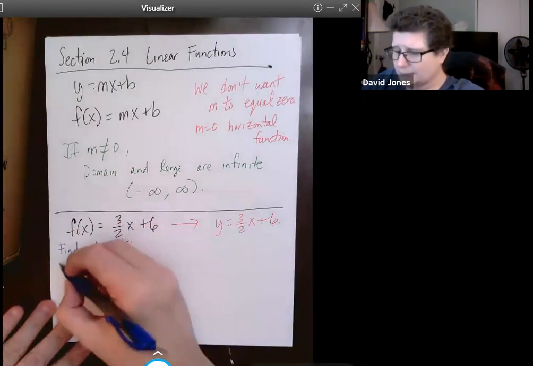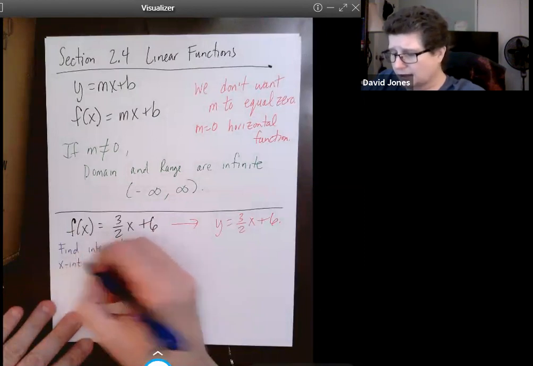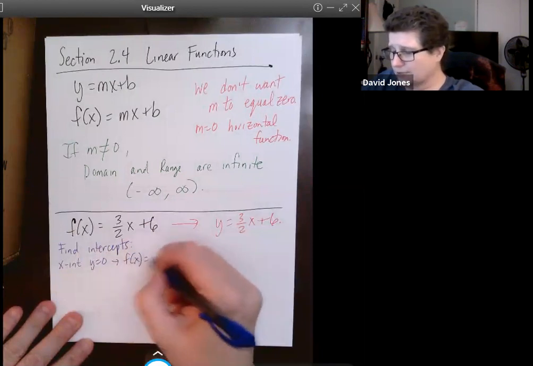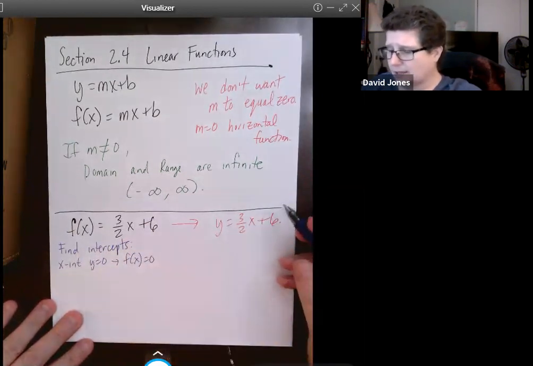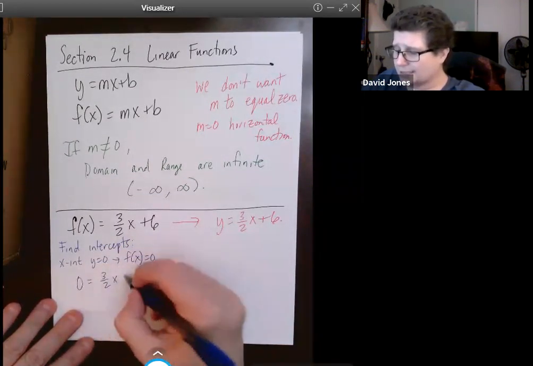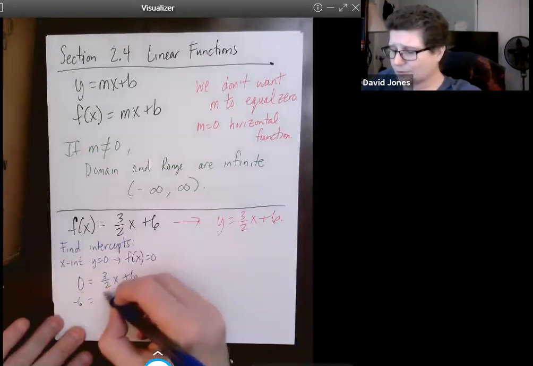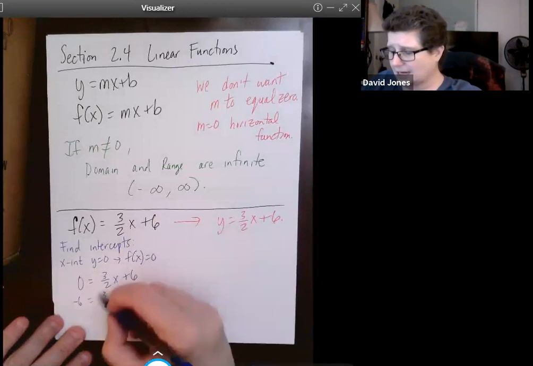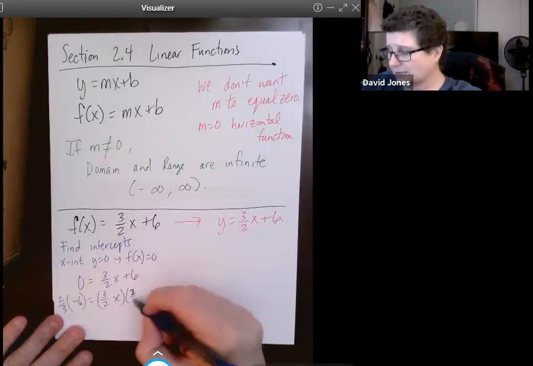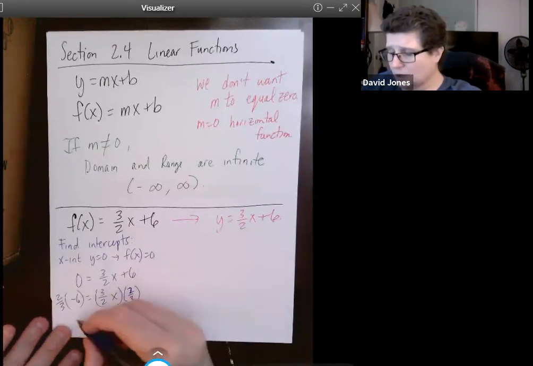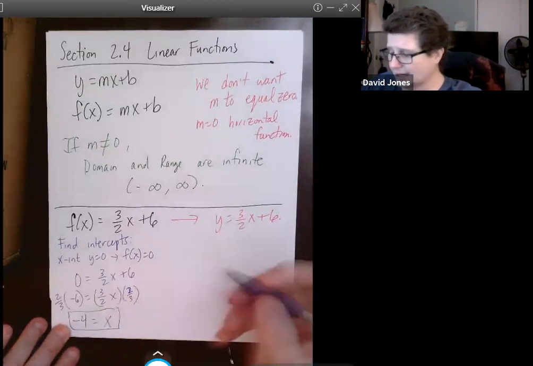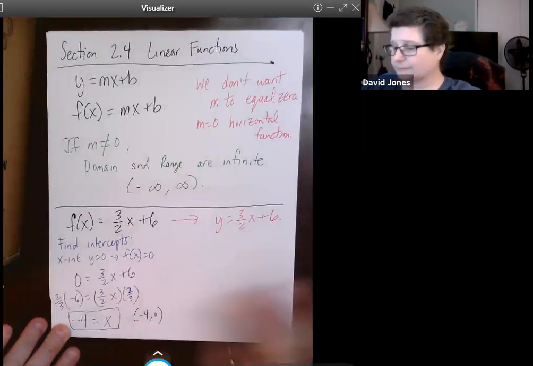Remember, the x-intercept is when y equals 0, which means f of x equals 0. So I set f of x equal to 0. I have 0 equals 3/2 x plus 6. Negative 6 equals 3/2 x. And I multiply both sides by 2/3 to get rid of the 3/2. And I get negative 12/4, which is negative 4. X equals negative 4. So the x-intercept is negative 4, 0.